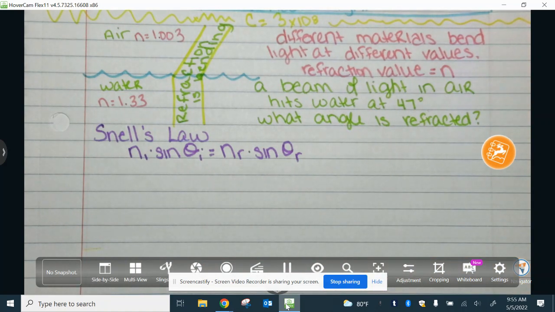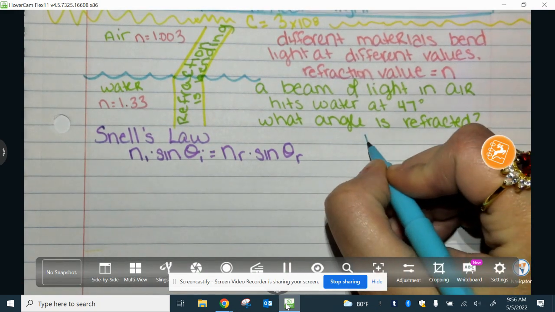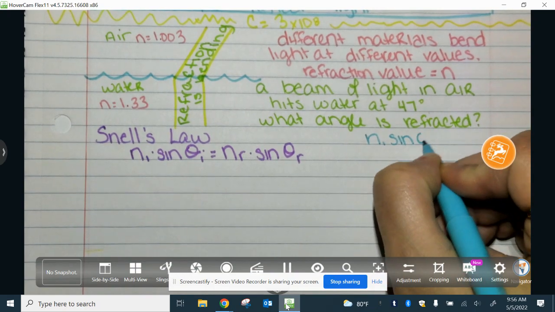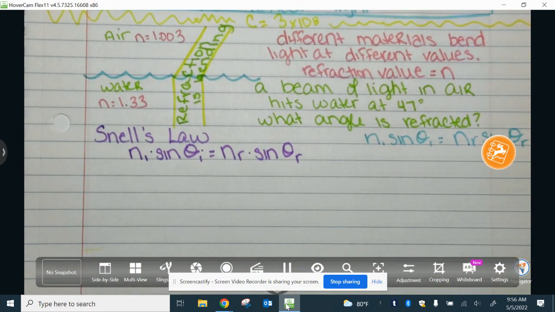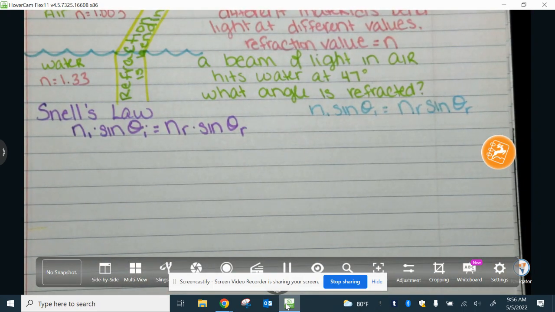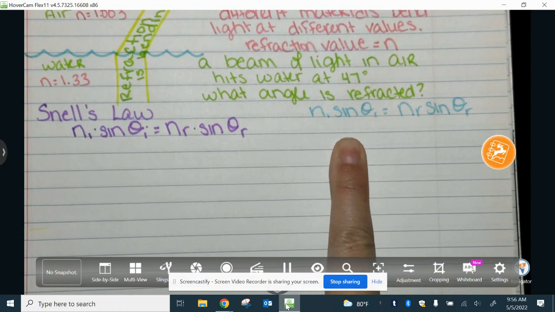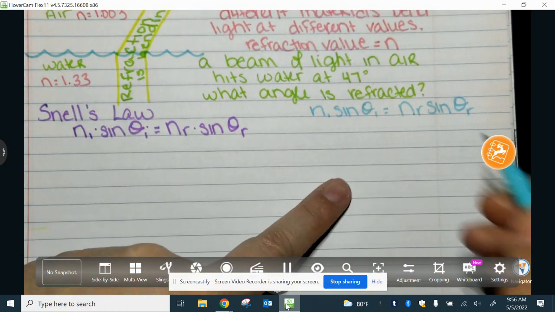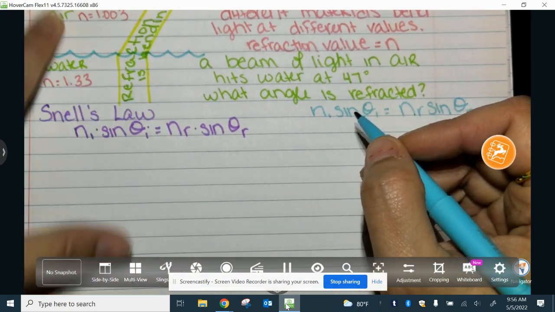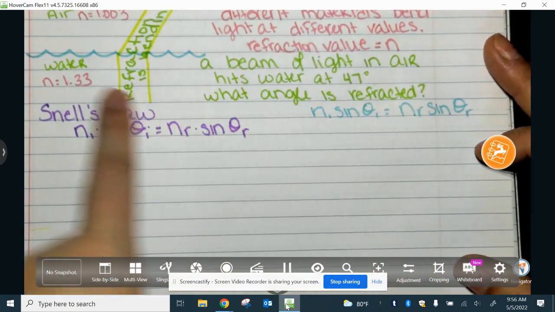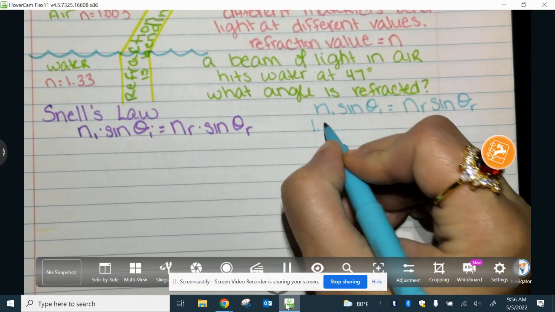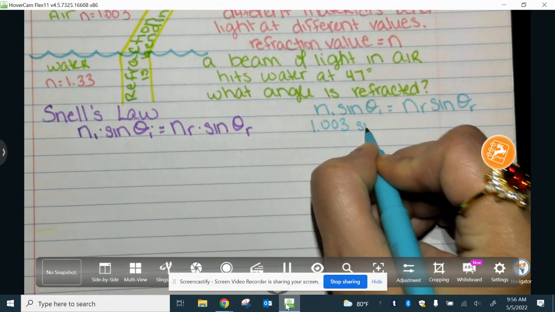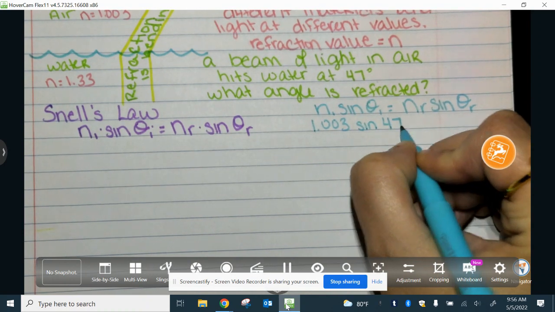Using my example problem: a beam of light in air hits water at 47 degrees. What angle is refracted? Ni sine theta I equals Nr sine theta R. All I did was rewrite my formula. I'm going to fill in the values that I gave you. Ni is for my incidence, which is air, because that's the first thing it's going through. So 1.003 sine of 47.